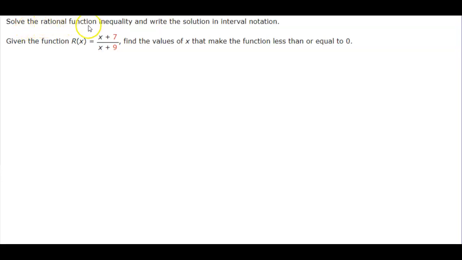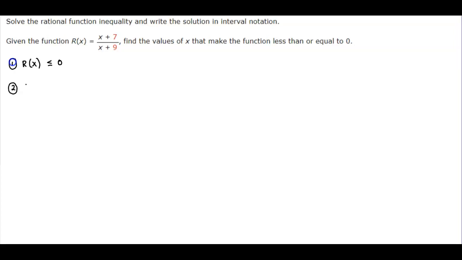Solve the rational function inequality and write the solution in interval notation. Given the function r of x, which is equal to x plus 7 over x plus 9, find the values of x that make the function less than or equal to 0. So what it's saying here is that we want to find out when r of x is going to be less than or equal to 0.